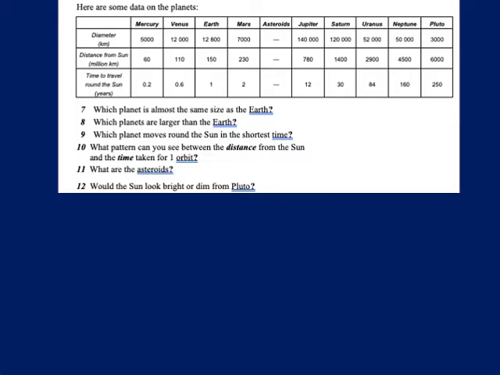So in our next question, which planet is almost the same size as the Earth? So that's using our data table. Which planets are larger than the Earth? So again, that's using your data table, and there may be more. Which planet moves around the sun in the shortest time? So that's using our data table.